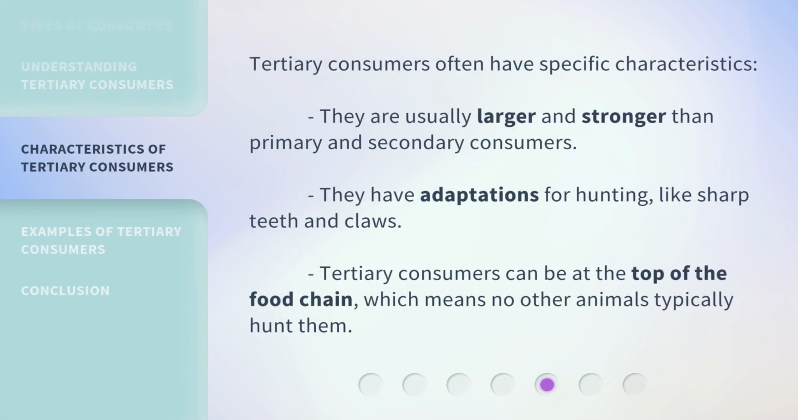Tertiary consumers often have specific characteristics. They are usually larger and stronger than primary and secondary consumers. They have adaptations for hunting, like sharp teeth and claws. Tertiary consumers can be at the top of the food chain, which means no other animals typically hunt them.